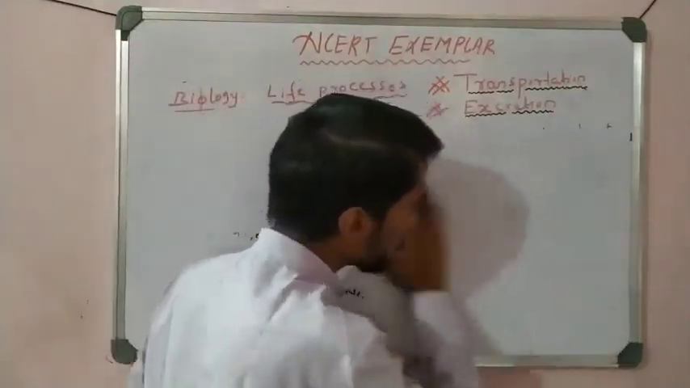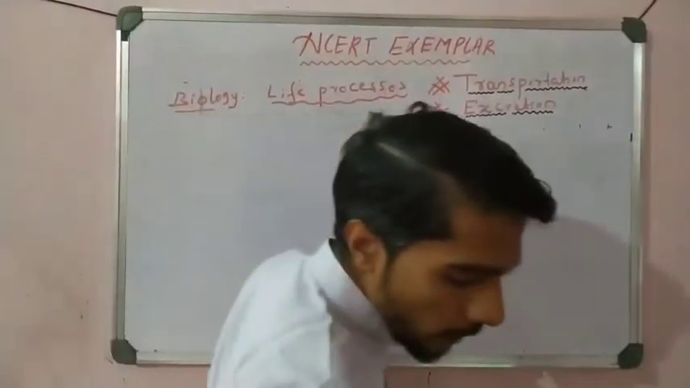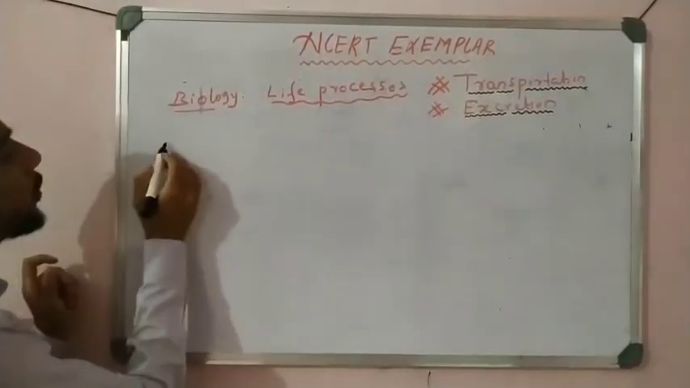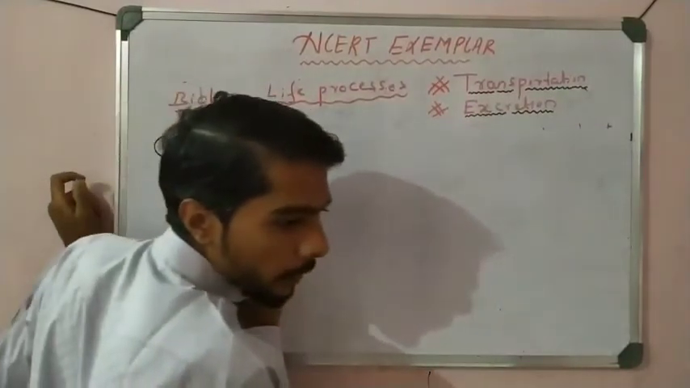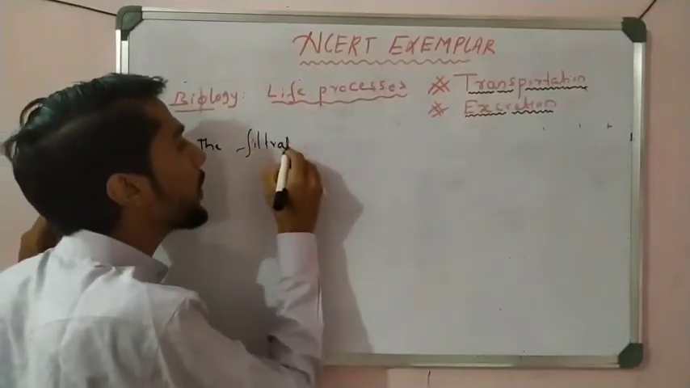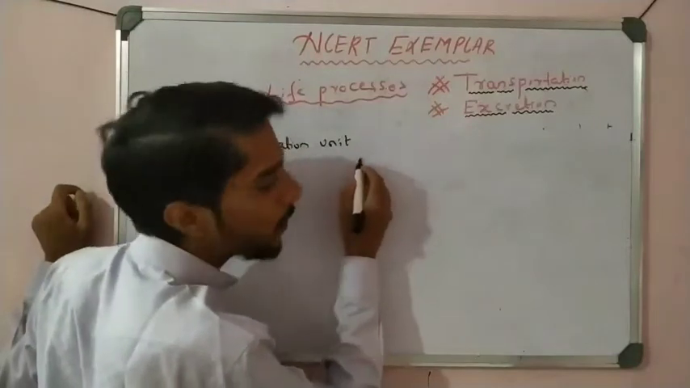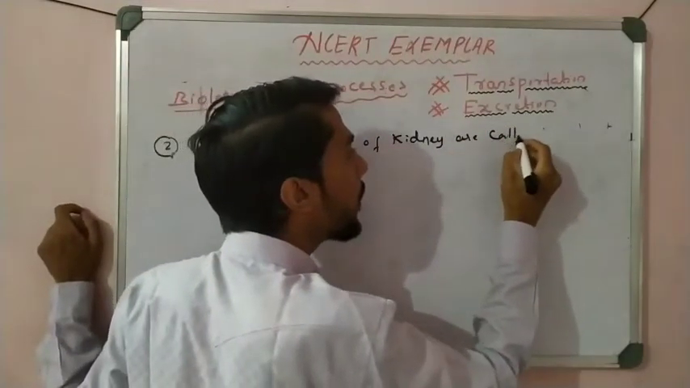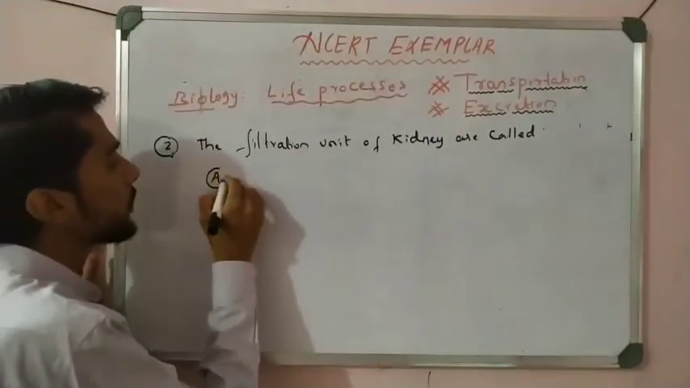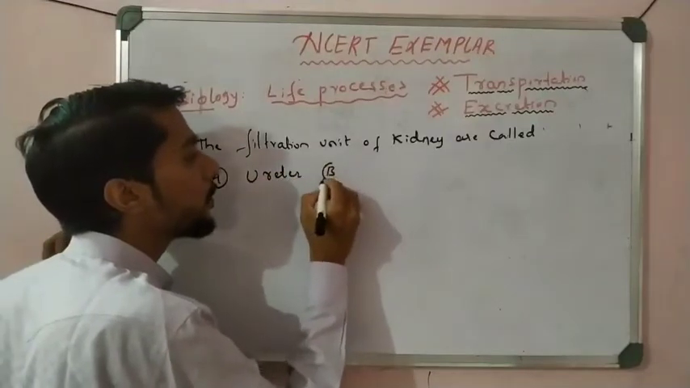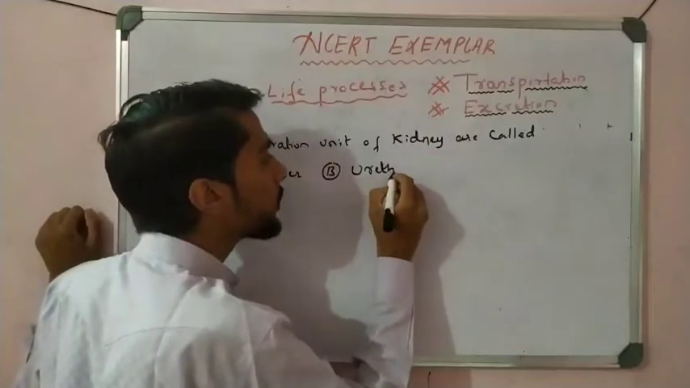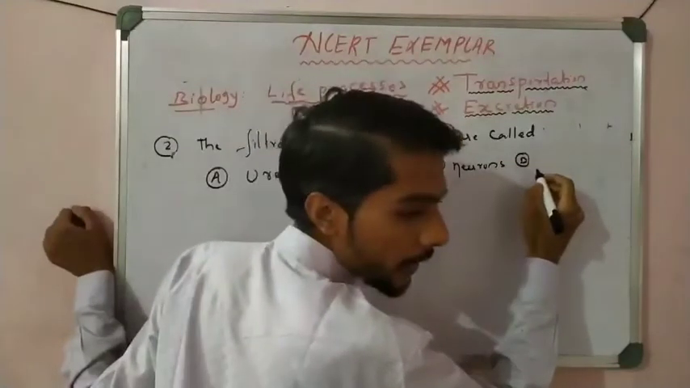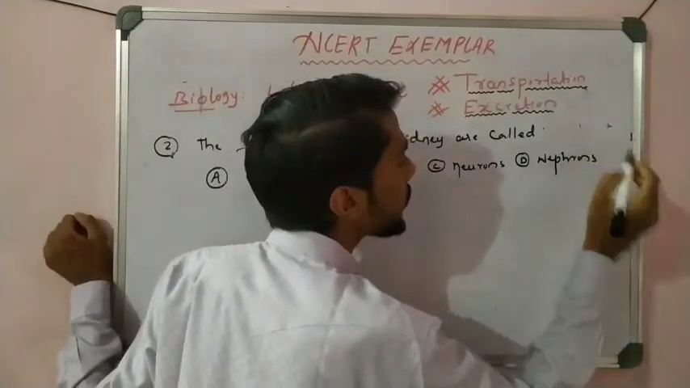Now let us come to question number 2. The filtration unit of kidney is called: A, ureter; B, urethra; C, neurons; and D, nephrons. So which is the correct answer here?